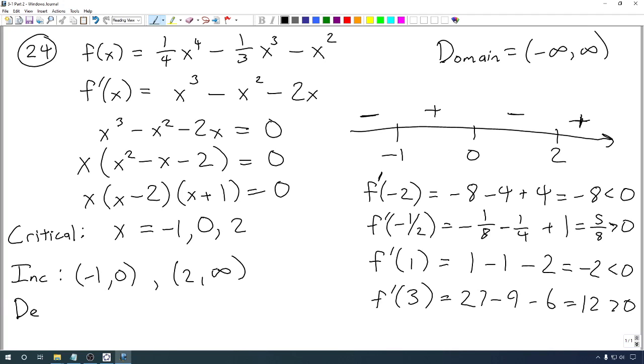Same thing with decreasing. It's decreasing from negative infinity to negative 1, and then again from 0 to 2, but not at the same time.